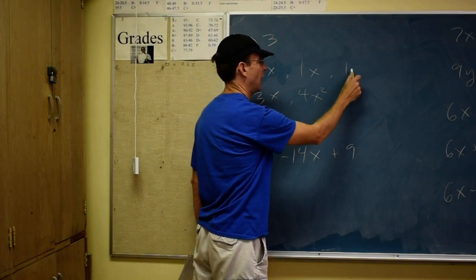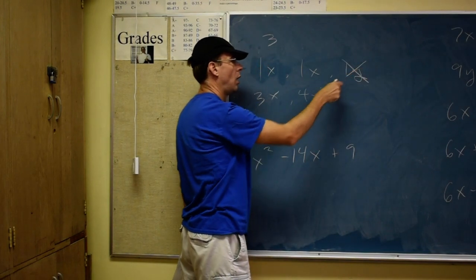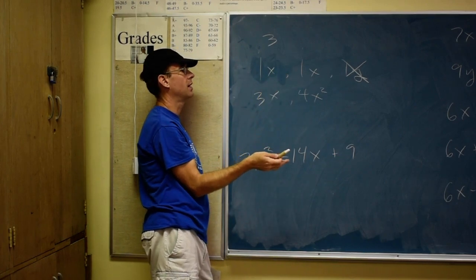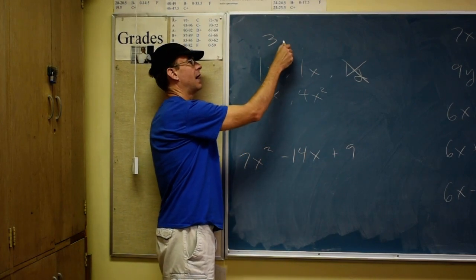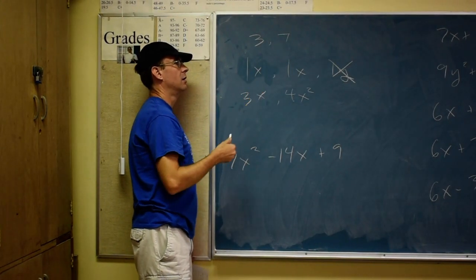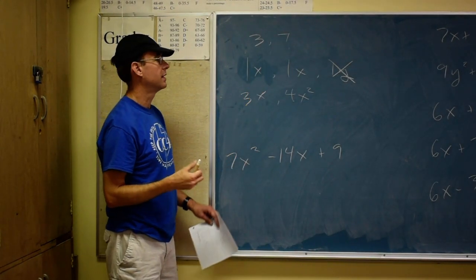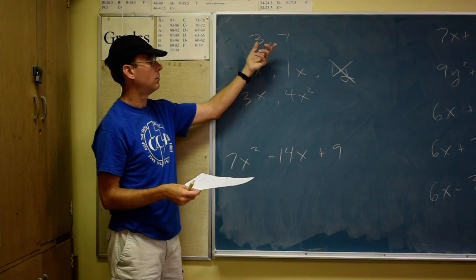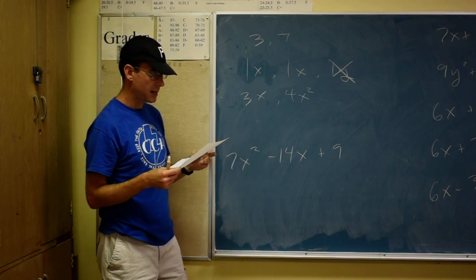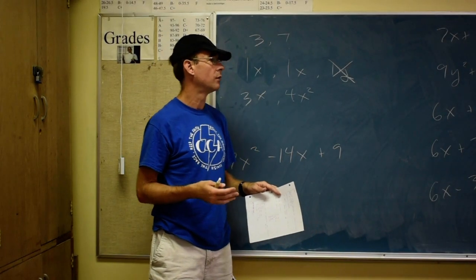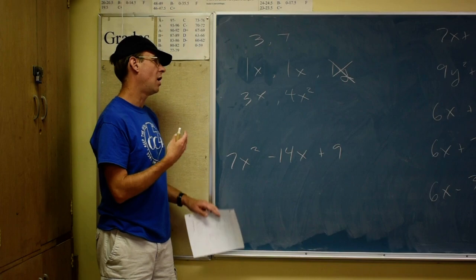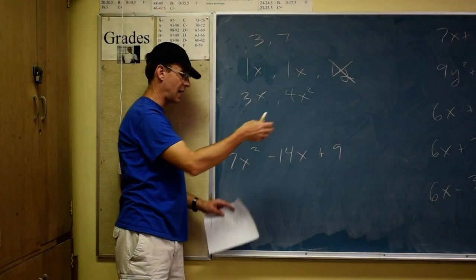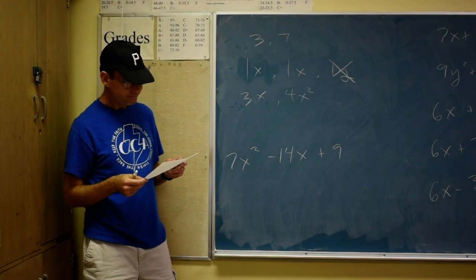If I threw in something like 1y, that is unlike with these because it doesn't have the same variable that the other ones did. If I did something with 3 like 7, 3 and 7 are like terms. They have the same variable in the sense that neither of them even has a variable at all. So those are like terms. Like terms have the exact same variables, or if you want to look at it oppositely, if the coefficients are different, who cares? But the variables have to be the exact same thing.